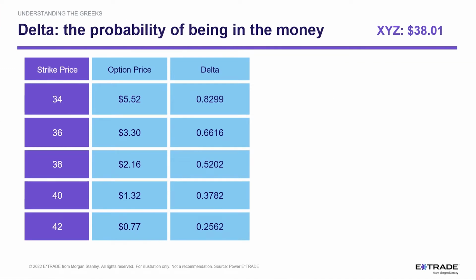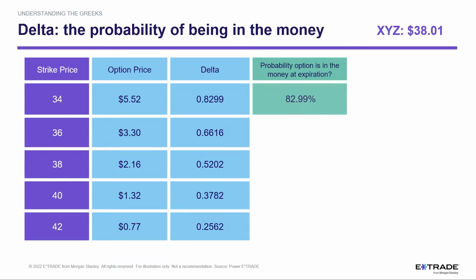One of the applications of delta is to use it as an estimate of probability. And the interpretation from a probability standpoint is that the delta tells us the probability that that option will be in the money at expiration. So with the delta of 0.8299, this particular strike, the 34 strike here, which is in the money. Remember, the stock's $38. That's a delta of 0.8299. That means there's an 82.99% chance, probability, that that option will be in the money at expiration. I think we'll agree to call that 83%.